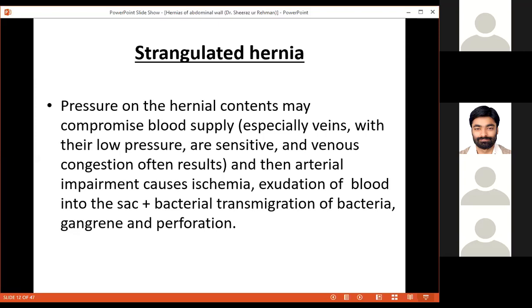A strangulated hernia is a hernia in which the blood supply has been compromised. The pressure on the hernial contents, especially the veins, which are low pressure and very sensitive, causes venous congestion, and they get further edematous and become irreducible. So it is a cyclical thing. The more venous congestion there is, the more the bowel tends to get obstructed and the supply is further reduced. First the venous system gets occluded, followed by the arterial. Then, because the gut contains microbial flora, there is transmigration of bacteria. So the whole area gets inflamed, then infected, and there is gangrene and perforation.